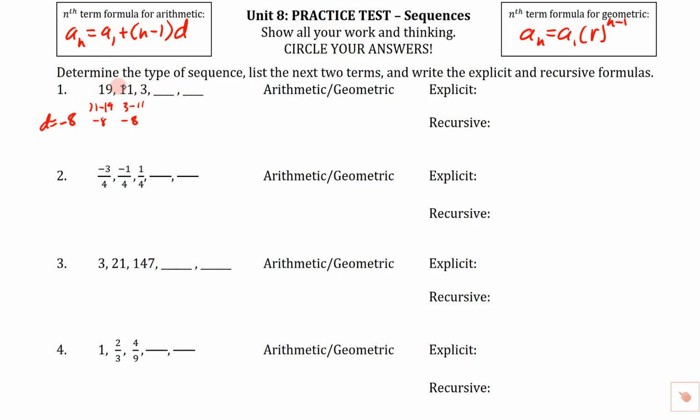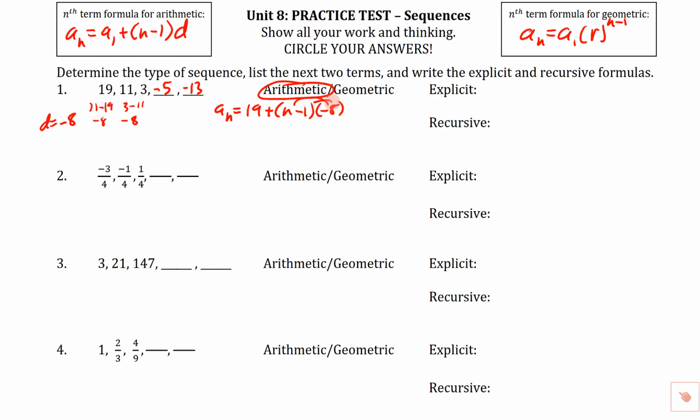That means every single time we're adding a -8, or you could think of it as subtracting 8. So 3 minus 8 would be -5, and then -5 minus 8 would be -13. Okay, so this is definitely arithmetic, and then we want to write down an explicit formula. So the nth term is going to be the first term of 19 plus n minus 1 common differences, and the common difference in this case is -8.